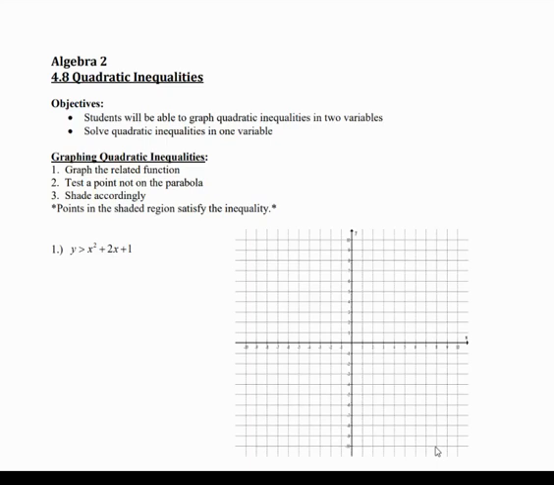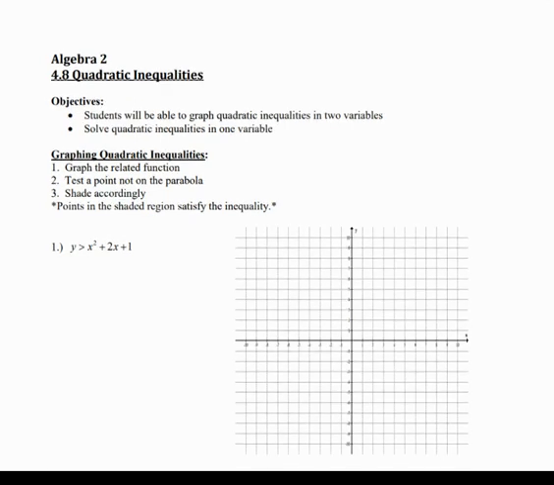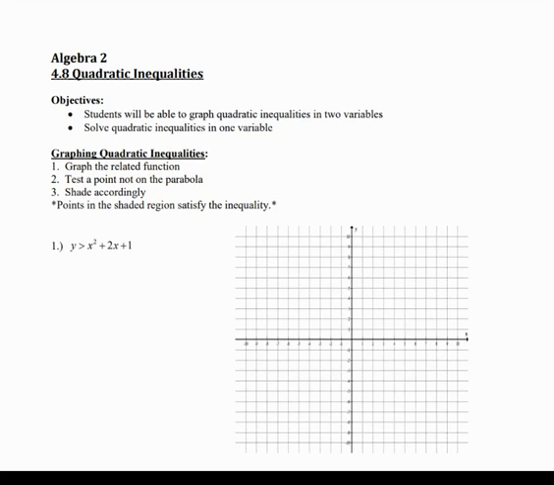We're going to look at section 4.8, which is quadratic inequalities. The first part of quadratic inequalities is just graphing a quadratic inequality. Here we're going to use very similar steps to graphing quadratics in general. Remember, we're going to have a parabola as our shape, but for inequalities, we are going to have dotted and solid boundary curves and shading involved.